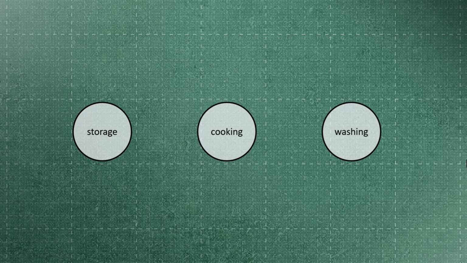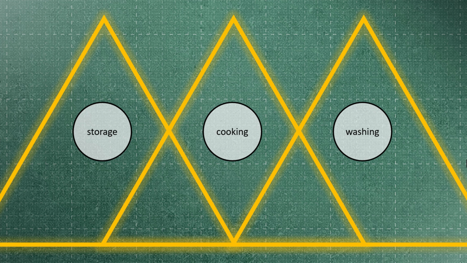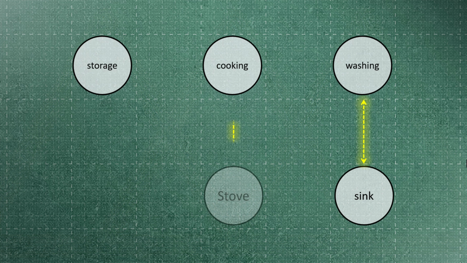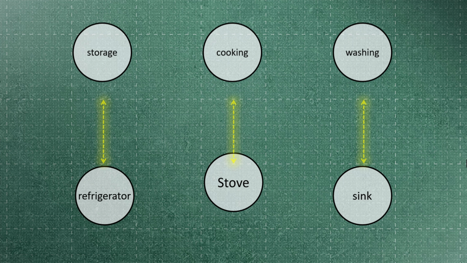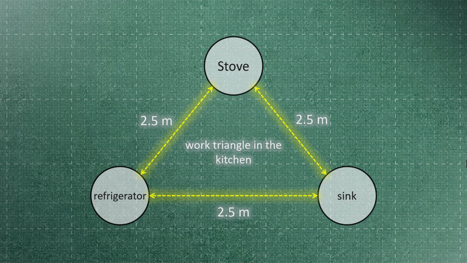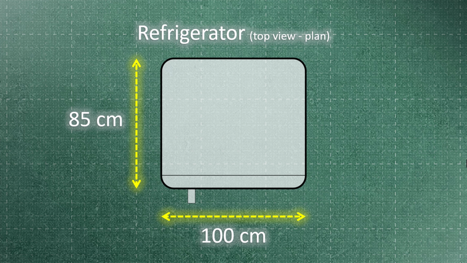If we exclude the preparation part, the remaining three components form a triangle known as the work triangle in the kitchen. The sink represents the washing part, the stove represents the cooking part, and the refrigerator represents the storage part. It is best to position these three components on the corners of a triangle, with each side not exceeding 2.5 meters in length. Refrigerators typically have dimensions of 100 centimeters by 85 centimeters for their largest model.